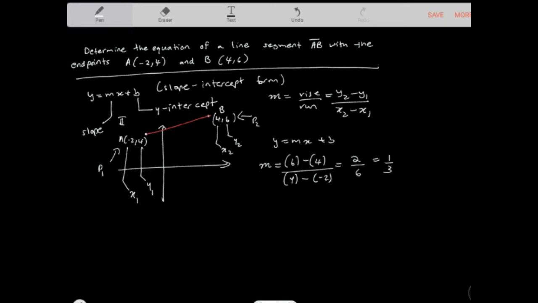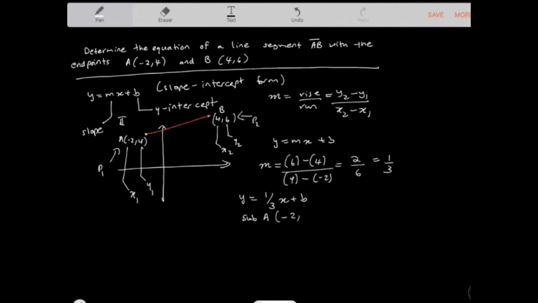It's 1 over 3. The next thing we want to do is plug this back into the equation. So y is equal to 1 over 3x plus b. And the next thing you want to do is solve for b. B is the y-intercept. To solve for b, we can use one of these 2 points, because we know that if any point lies on this line, it'll satisfy the equation of the line. So I can use either of the 2 points. I'm just going to use point A.